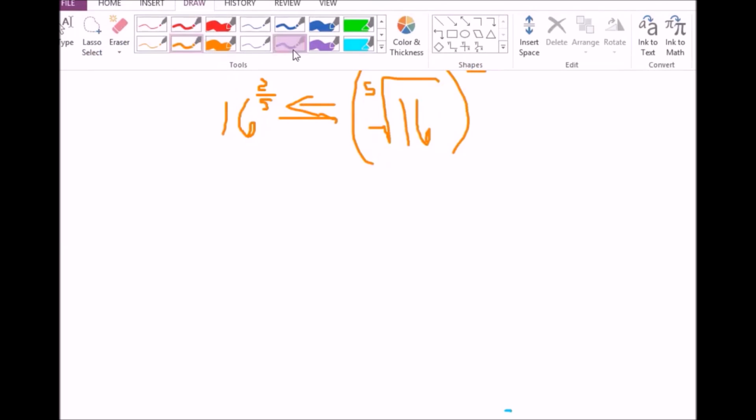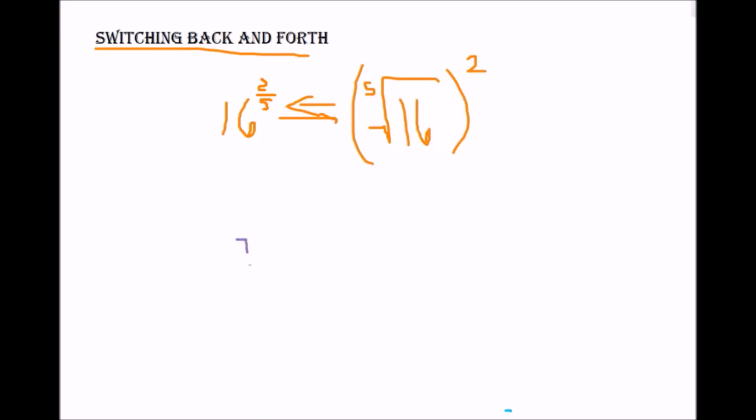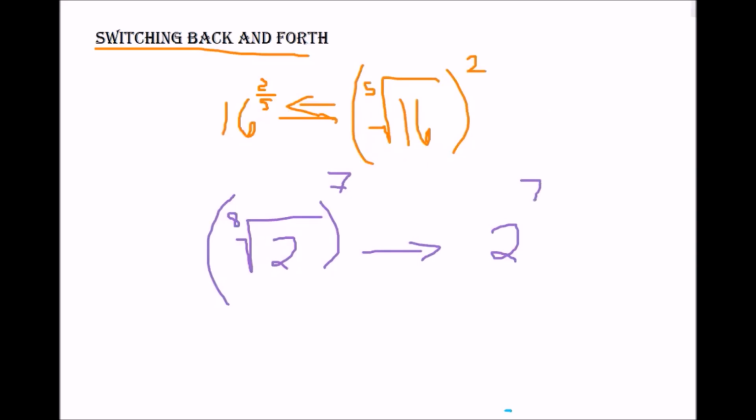One more example. Let's say you have the 8th root of 2 to the 7th power. Well, you'll flip that to 2 to the 7/8. The root is the same as the denominator, always. The root is the same as the denominator, and the exponent is the same as the numerator, so 7 and 7.